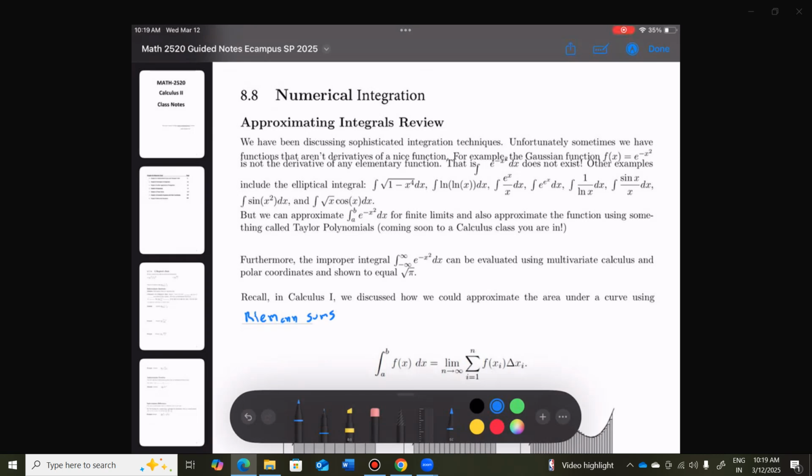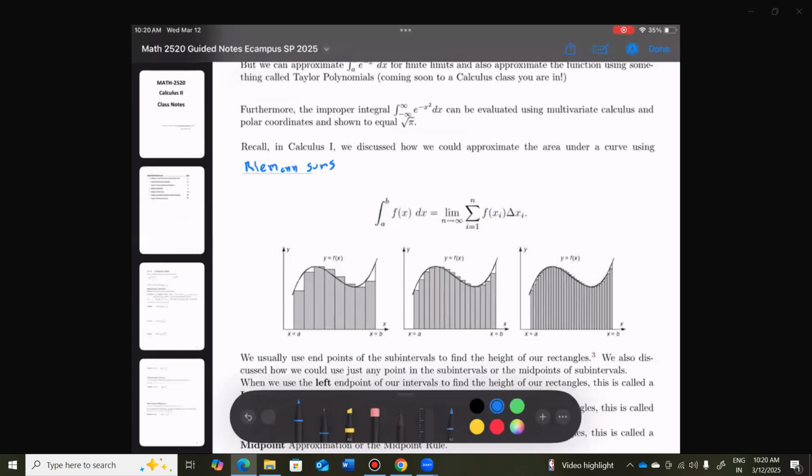Sometimes not all functions are nice derivatives, an example would be like e to the negative x squared. It's not going to have a nice elementary function that's the derivative. Other things would be like square root of 1 minus x to the fourth, or natural log of x, things like that. And so we have to use approximations sometimes to find these integrations. And this is where this is going to come into play.